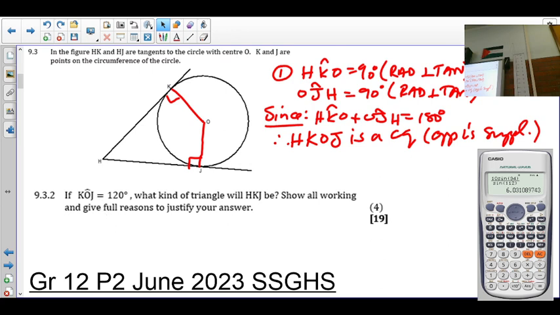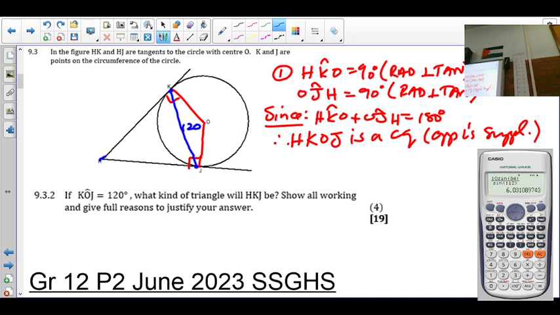If KOJ is 120 degrees, what kind of triangle will HKJ be? You want to know what type of triangle that will be. Show all working and give a full reason to justify your answer. So firstly, if that is 120, let me just see which triangle they're referring to. Okay.